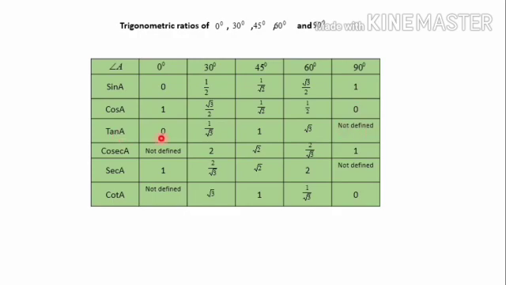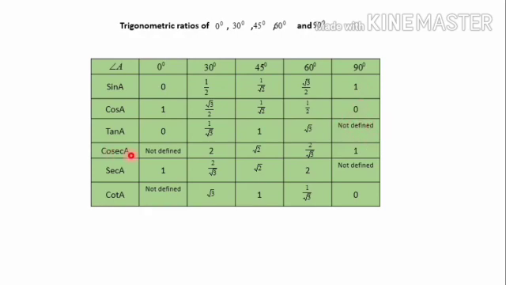Once again, tan values you will get by dividing sin and cos values. Here 0 by 1, that is 0. 1 by 2 by root 3 by 2, that is 1 by root 3. 1 by root 2 by 1 by root 2, that is 1. Root 3 by 2 by 1 by 2, that is root 3. 1 by 0, that is not defined.